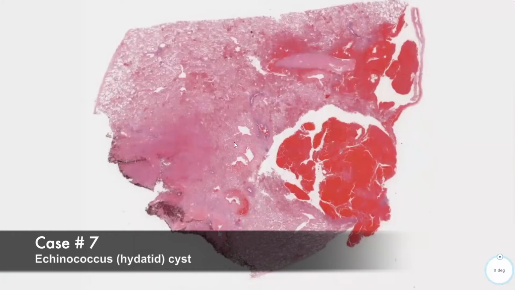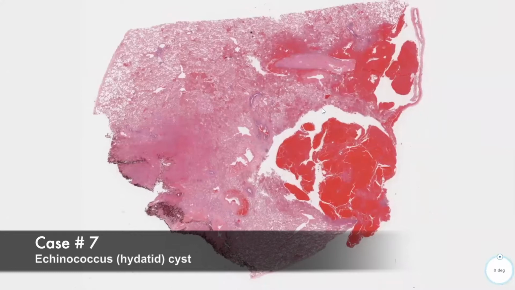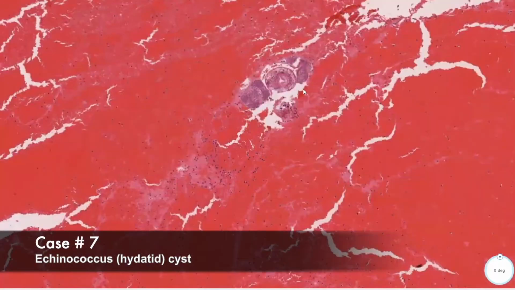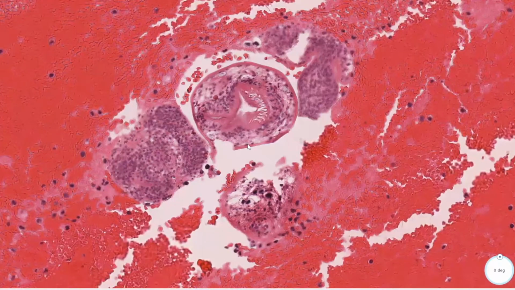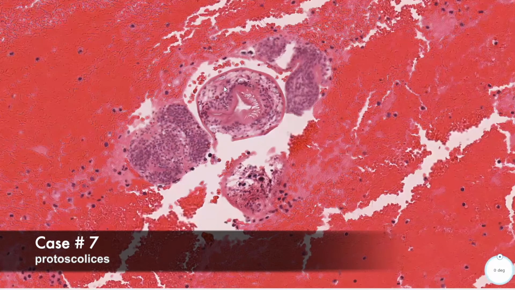Our next case here, we have two slides. So you can see at low power, we have almost a cystic type area here, and then some relatively normal lung parenchyma. If you actually look down in here within the blood, you can see these structures here. These structures are actually organisms, and these are protoscolices from an echinococcus.